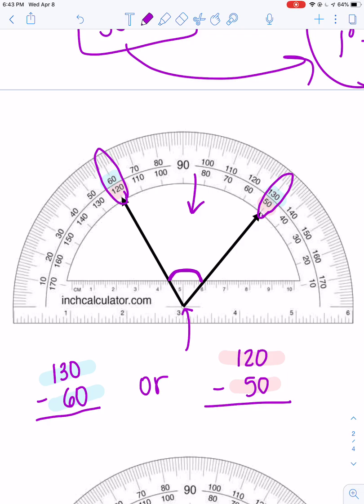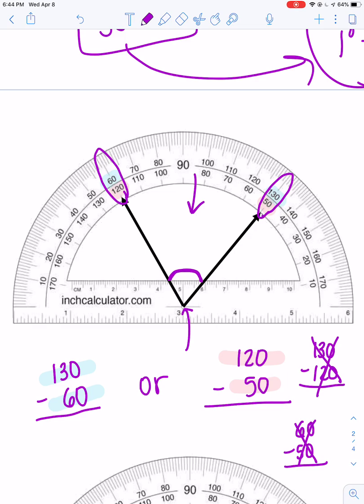I can't do 60 minus 50. I can't do 130 minus 120. Think about if it was lined up on 0. 10 degrees would look like that. That's really small. So that's not reasonable if I'm checking my work.